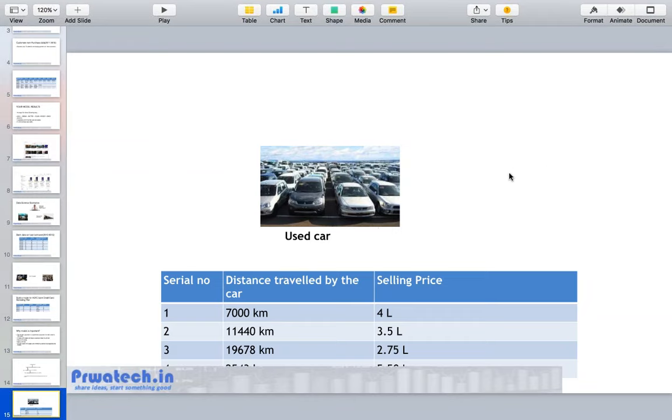So these are some scenarios for data science, which I have already explained.